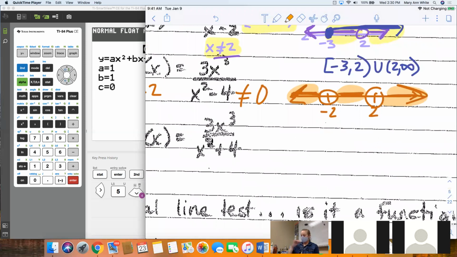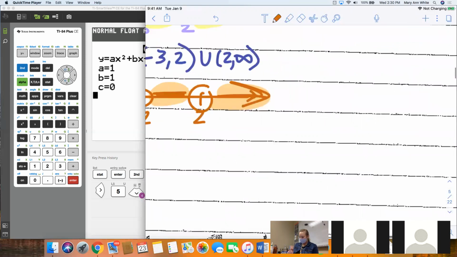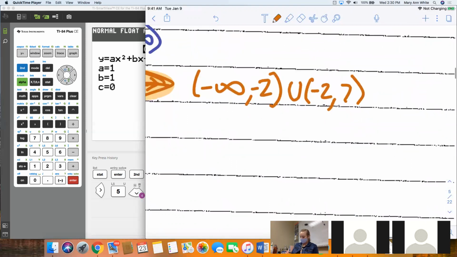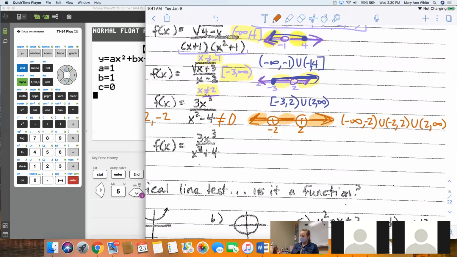So I'm going to write my 3 intervals. Anyone want to help me? Good. All parentheses. So that's my interval notation of all the things that work in my domain. -2 doesn't work, so I had to skip it, and +2 doesn't work, so I have to skip it.